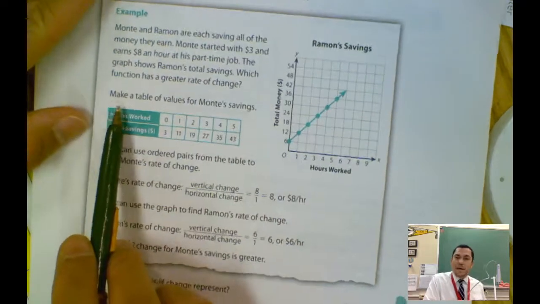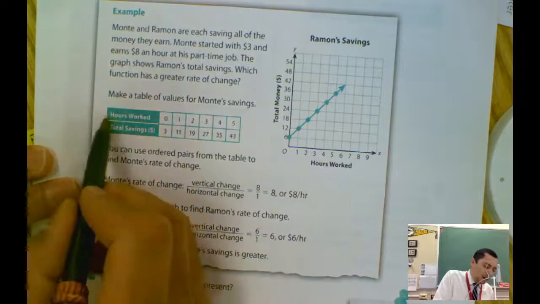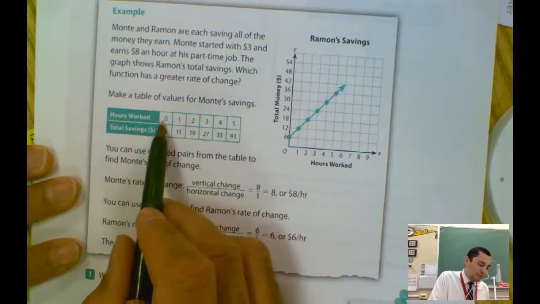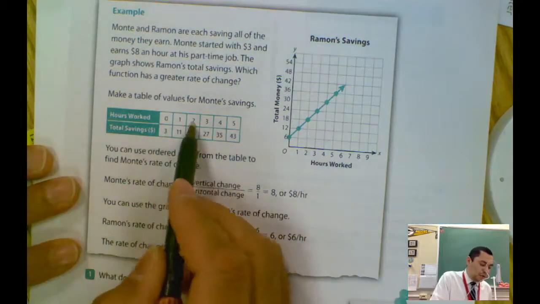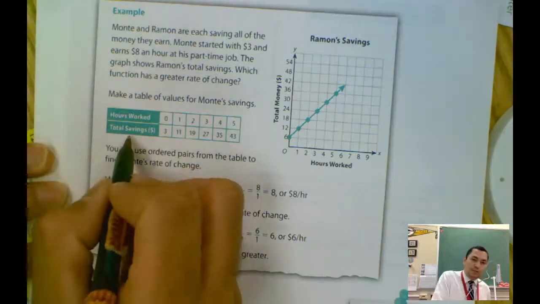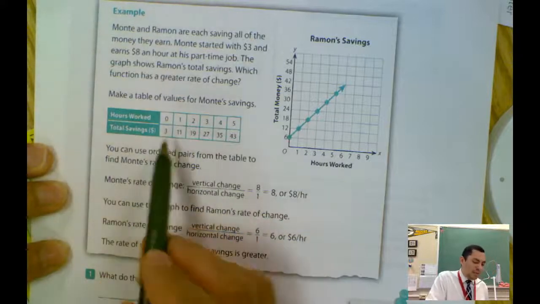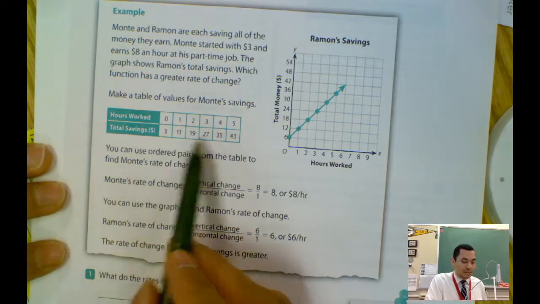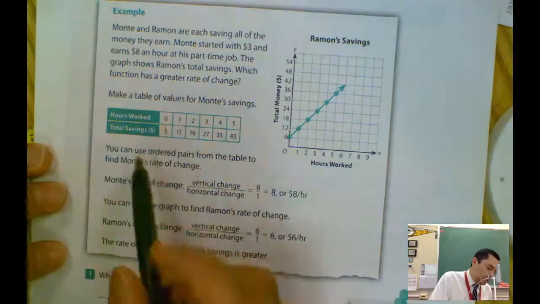So let's make a table for Monty, okay? Make a table of the values for Monty's savings. How many hours does he work? He worked 5 hours, okay? We're doing 0 when he's not working, then 1, 2, 3, 4, 5. And then we're going to have the total savings. So if he works 0 hours, he saves $3. If he works 1 hour, he saves $11, and so on. And this way, we're going to do it.